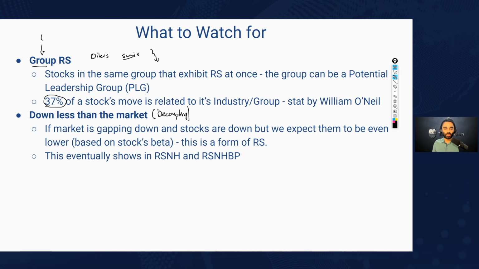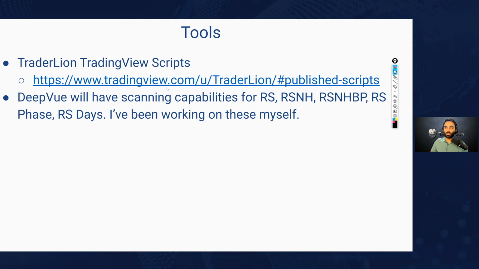If the market's down 2% and a growth stock is only down 1%, this is what happens in a bottoming formation in the markets. So we look for decoupling. That's a form of RS when stocks act on their own merit and the RS lines on many stocks as a whole start rising. This eventually shows up in RS new high and RS new high before price. And we try to track it pretty much on a daily basis: is there decoupling in the markets? So those are things to be watching for.